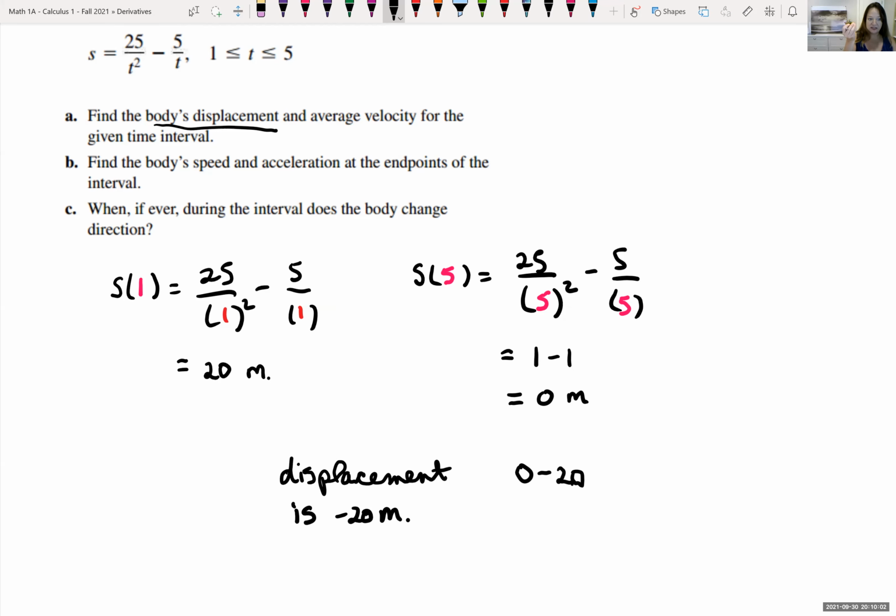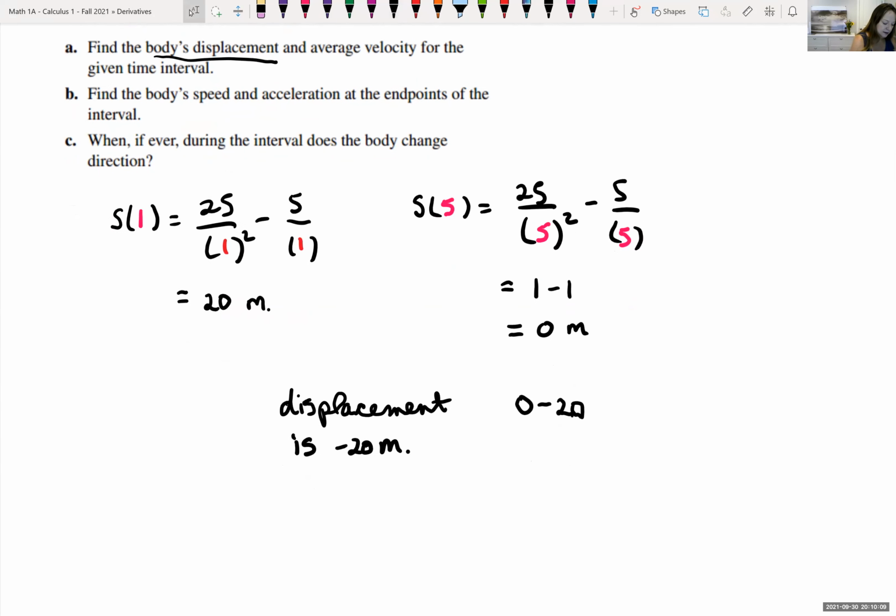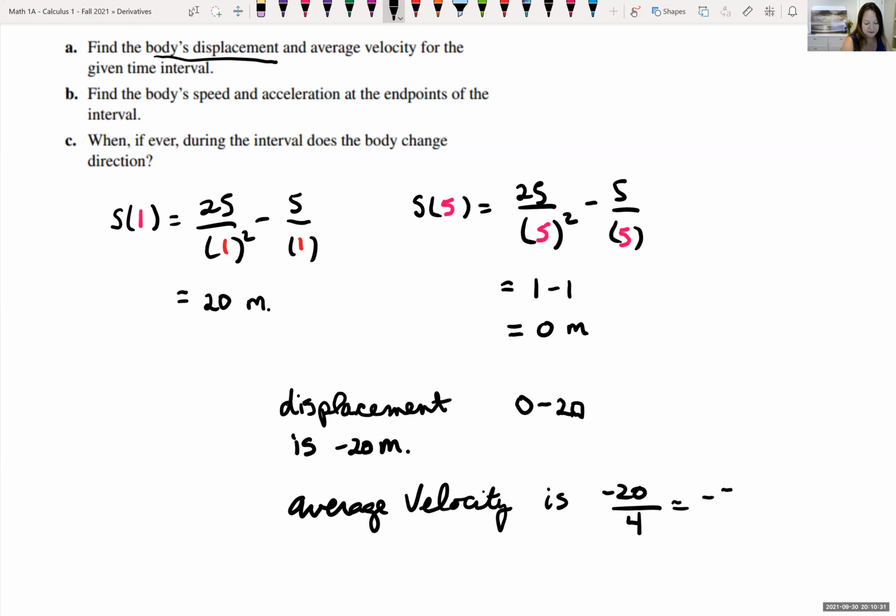So we're looking at the displacement over the time period. And so the average velocity is the negative 20 meters all over the time interval. Well, we had 5 seconds to 1 second. So that is a 4-second time interval. And so this is going to be negative 5 meters per second.